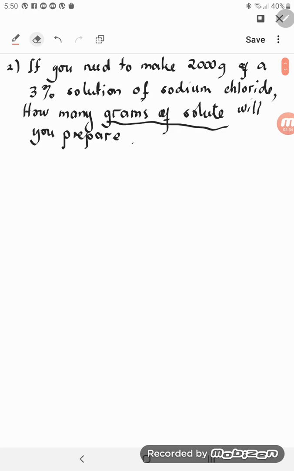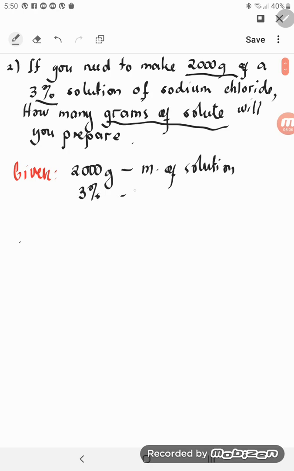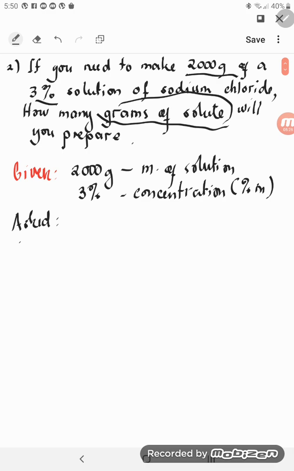Okay, so obviously if you want to solve the problem, you shall start first by identifying the given. So what is the given in the problem? So we have 2,000 grams and 3%. So let me write 2,000 grams. The 2,000 grams is the mass of solution, while the 3% is the concentration. Or to be specific, it's percent by mass or mass percentage. Now, what is asked in the problem? Obviously, it's the grams of solute. Mass of solute.